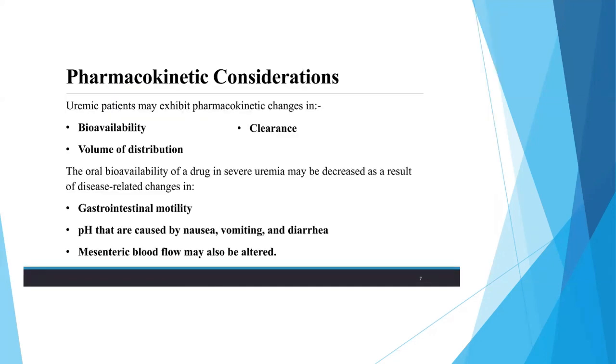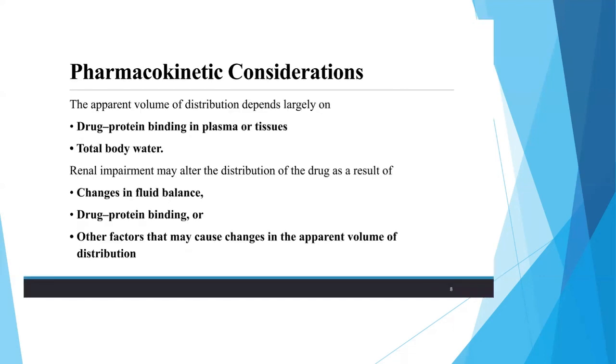Now, pharmacokinetic considerations. Uremic patients may exhibit changes in bioavailability, protein binding, and volume of distribution. The oral bioavailability of a drug in severe uremia may be decreased as a result of disease-related changes like gastrointestinal motility, and problems caused by nausea, vomiting, and diarrhea. Mesenteric blood flow may also be altered.